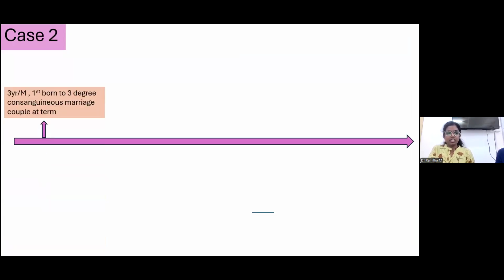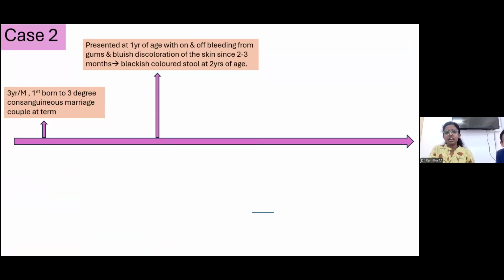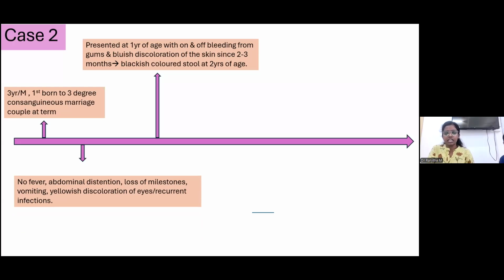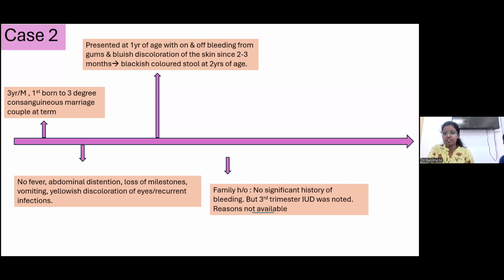This is a 3-year-old male child, first born to a third-degree consanguineous marriage couple at term, who presented at 1 year of age with on and off bleeding from gums and bluish discoloration of the skin since 2 to 3 months, and a history of blackish colored stool at 2 years of age. With this complaint, the child was evaluated at another pediatric hemato-oncology unit, and there also he did not have any history of fever, abdominal distension, loss of milestones, vomiting, yellowish discoloration of eyes, or recurrent infection.